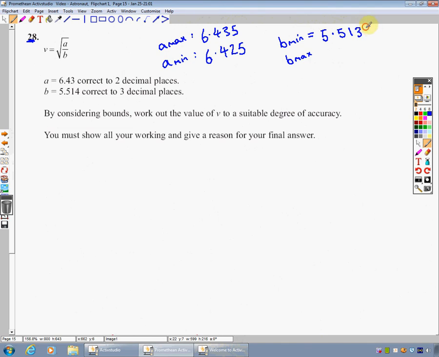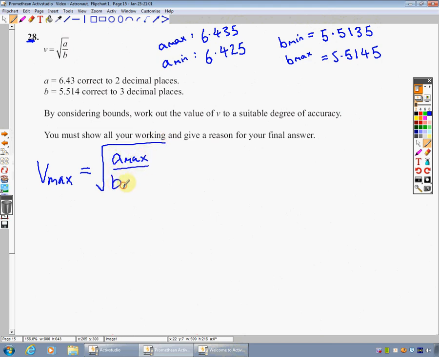And so my Vmax, this is where the big boy comes in here, my Vmax is going to be when this fraction is at its maximum. So when it's at its maximum, it's going to be when A is as big as it possibly can be, and B is as small as it possibly can be. So I'm going to need the square root of A max over B minimum. And to get my smallest value of V, I'm going to need when this fraction is at its smallest, and that's when my A is the smallest it possibly can be, and B is the biggest it possibly can be.